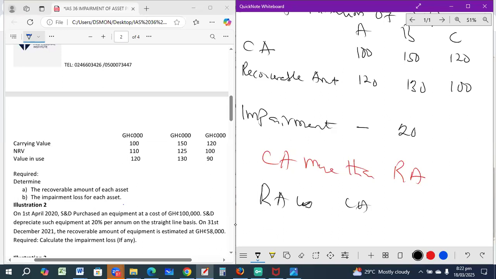So what will be our impairment for asset C? Asset C, 20. That will give us what? Is it 20 or 10? 20.